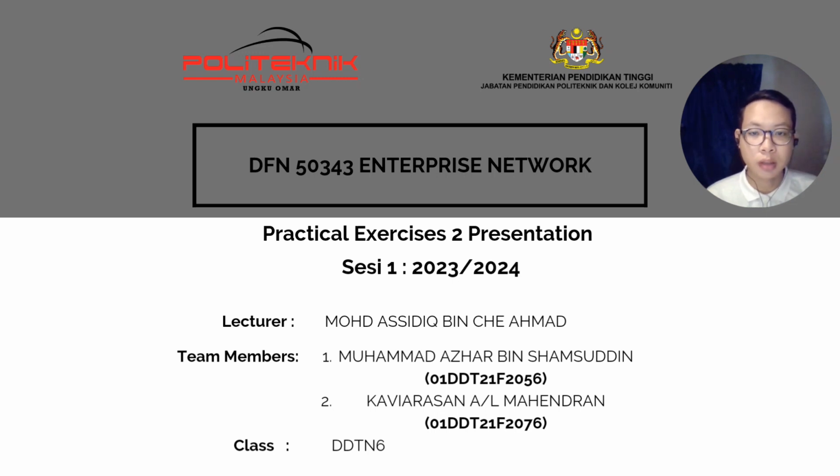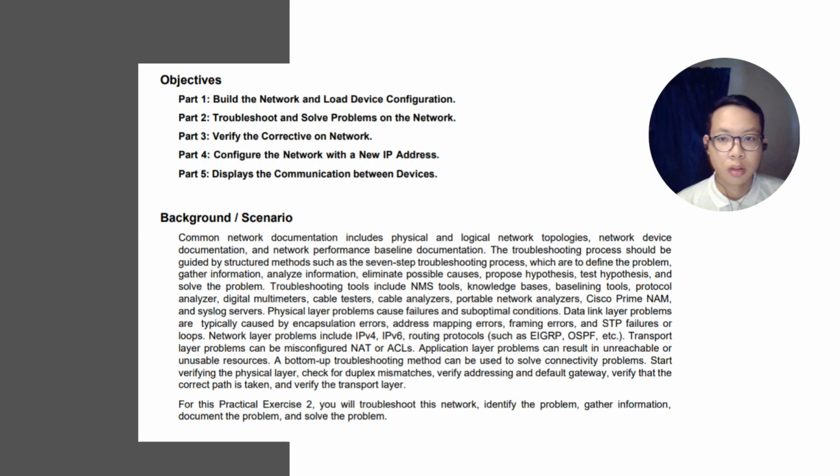Now we do a practical class 2 presentation for enterprise network. For this practical exercise presentation, there are five objectives. Part 1, boot the network and load device configuration. Part 2, troubleshoot and solve problems on the network. Part 3, verify the corrective on network. Part 4, configure the network with a new IP address. And part 5, display the communication between devices.